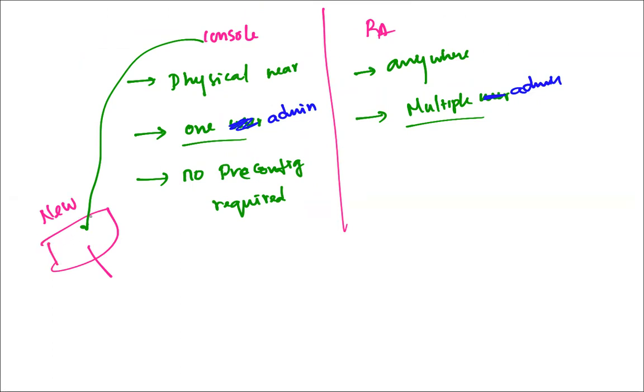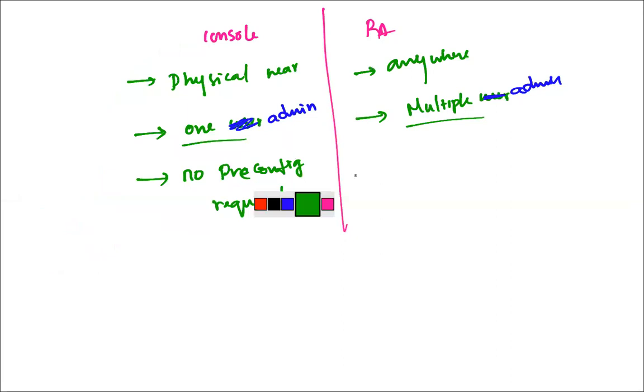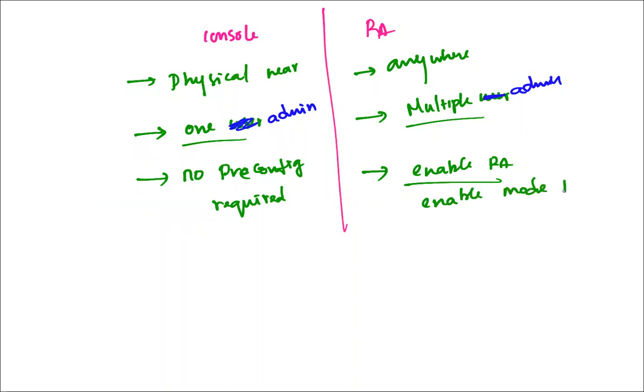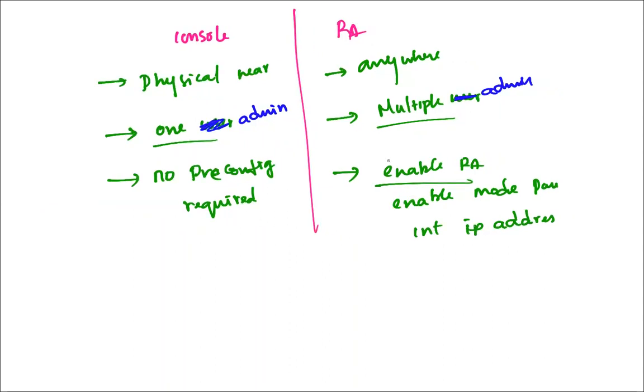Whereas if you try remote access, when you try to Telnet or SSH, what is required? First, you have to enable remote access. That is the first point. Next, you have to set the enable mode password. The enable mode password should be there. And also the interfaces should have IP addresses. Can you understand? These are the things that we have to do beforehand. So remote access needs all these things.